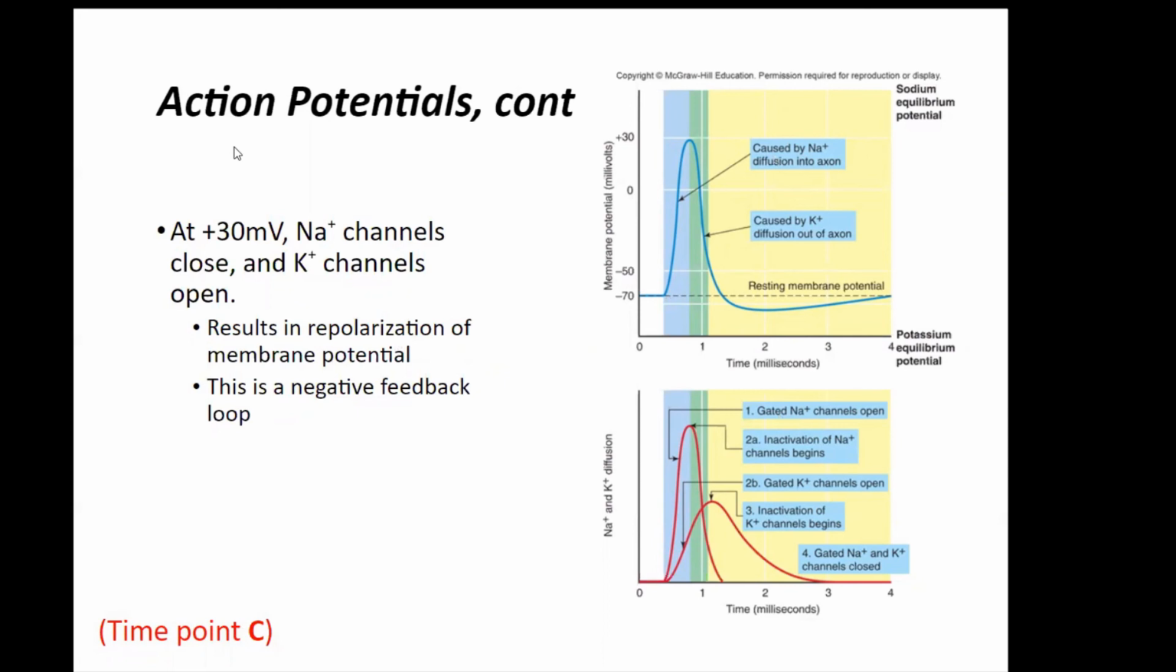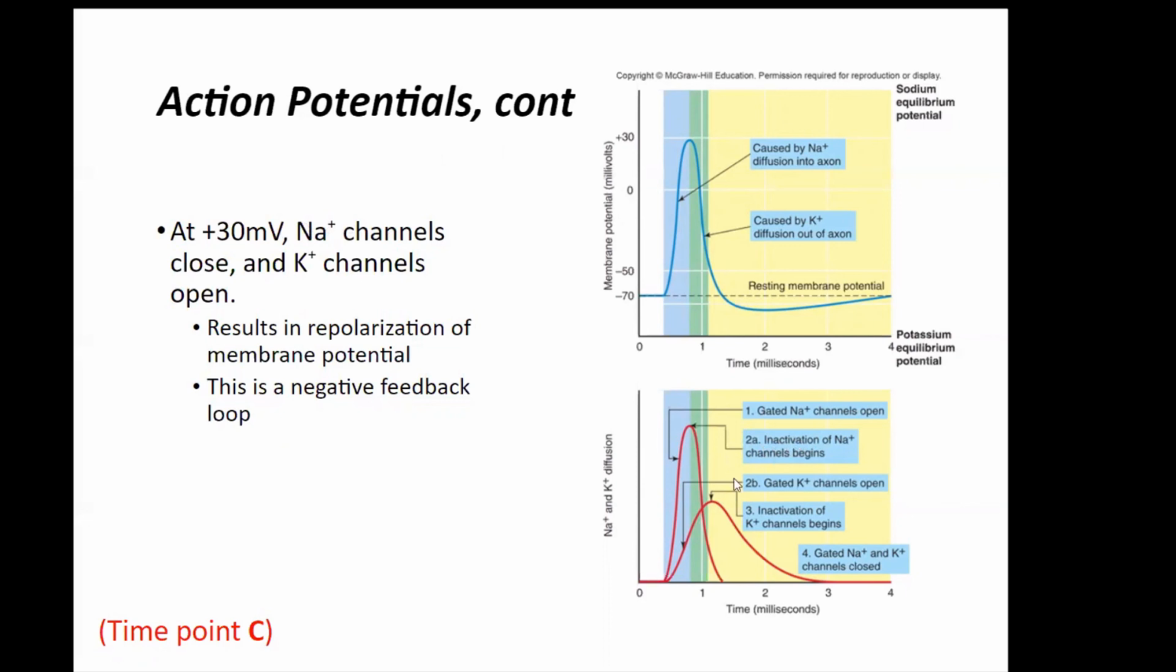As we continue, once we hit this positive 30, our 2 gates that were on a lag start to respond. The one that's on a lag on the sodium channels is that inactivation gate, so it's closing. So here we see 2A on the bottom. The inactivation of sodium channels begins. Inactivation of that sodium channel is beginning, which means we don't have sodium coming in anymore.